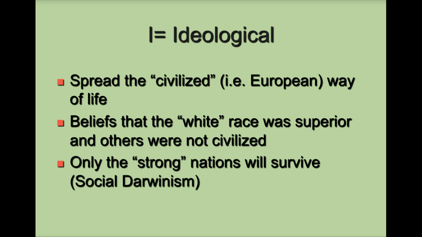And with this idea of social Darwinism, basically it's saying the strong nations will survive. It is the duty of the stronger nations to overpower the weaker ones. This wouldn't have happened to you if you were stronger, that kind of idea. So you have economics, markets as one motivation, political power, which I would put nationalism in parentheses there, and ideological motivation, which is racial superiority and social Darwinism.